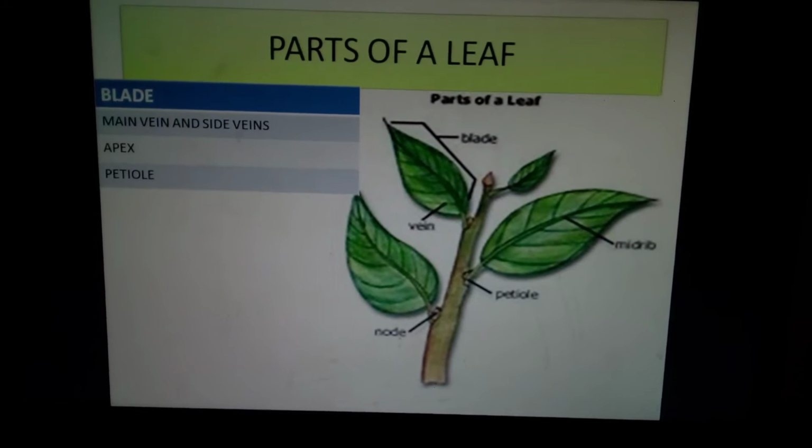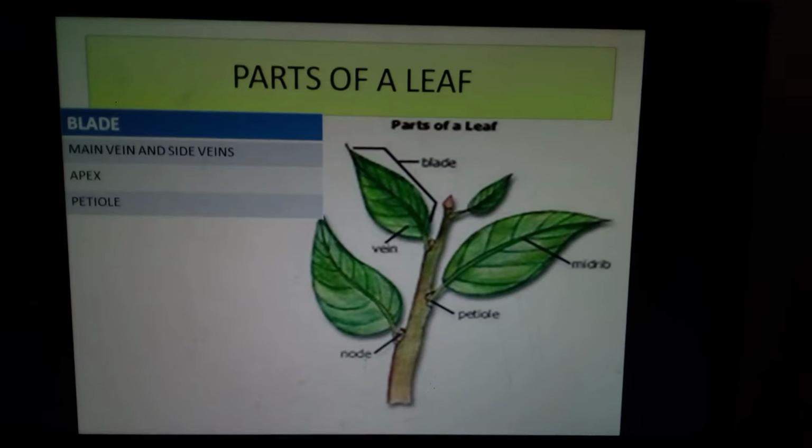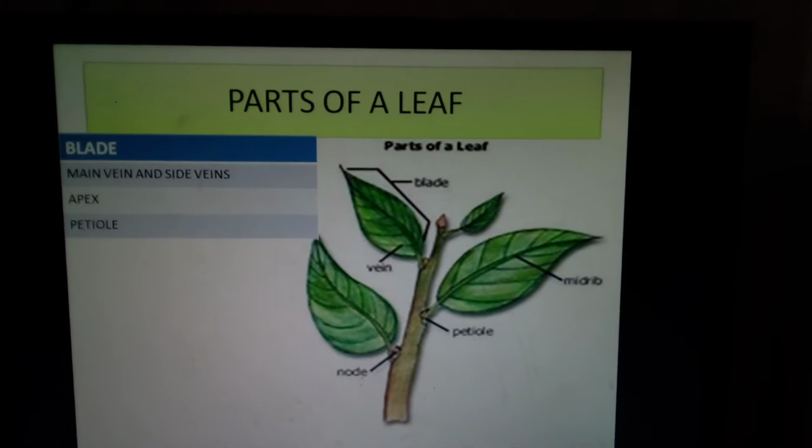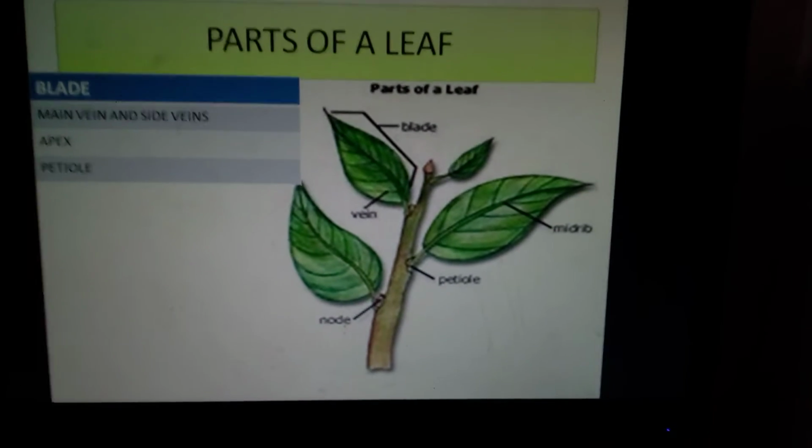Parts of leaf: blade, main vein and side veins, apex and petiole. This is a diagram of parts of leaf.